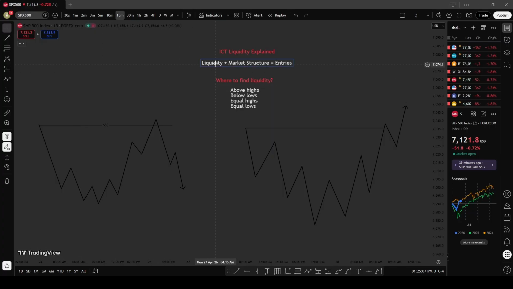So if we pair together liquidity and market structure, then we have a really strong idea of where the market could next be moving towards, which allows us to make our entries.